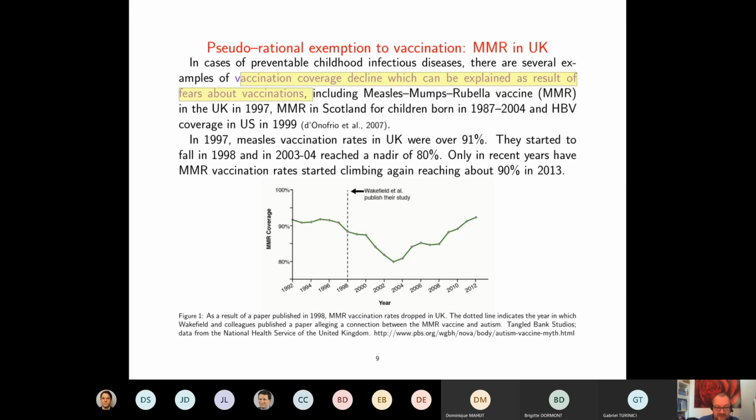So a very popular case was that of the MMR vaccine in the UK. After the very well-known papers by Andrew Wakefield that connected this kind of vaccine to autism, the vaccination coverage declined considerably, and 10 years more or less were needed to recover the previous level of vaccination coverage.